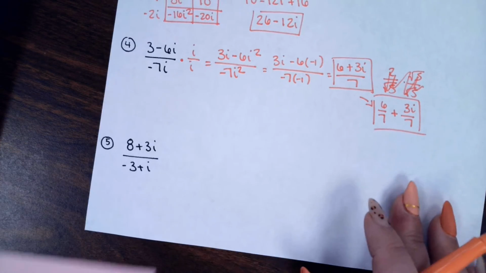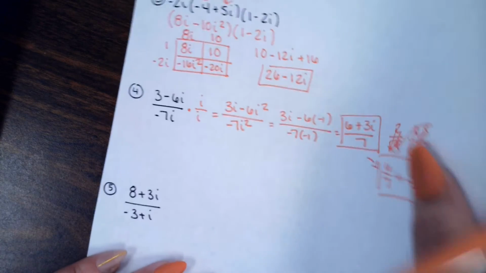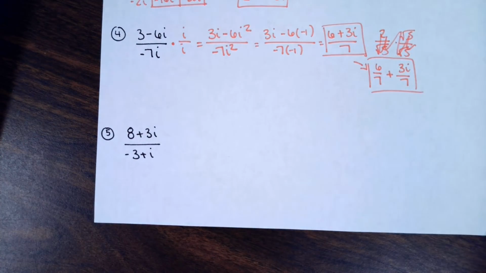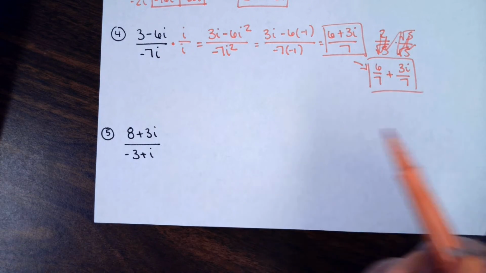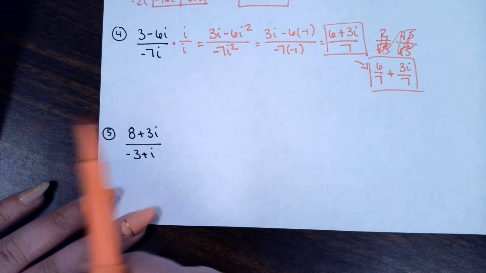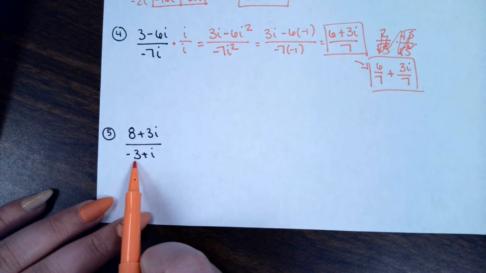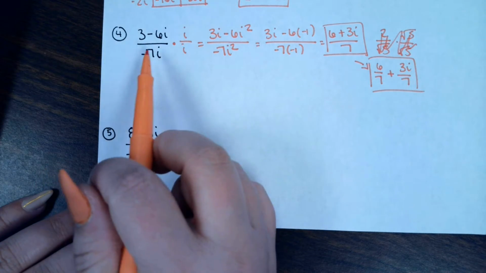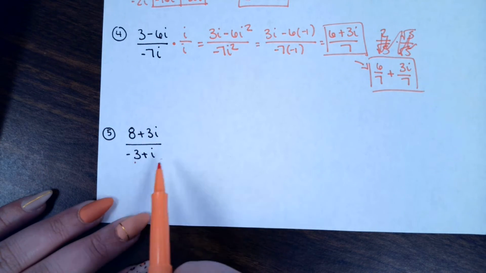All right, last one here. So we're dividing complex numbers again. But up here, notice how we just had one term, right? It was just negative 7i. Here, we have a real number and an imaginary number. So this is really just an imaginary number. Here we have a complex number.